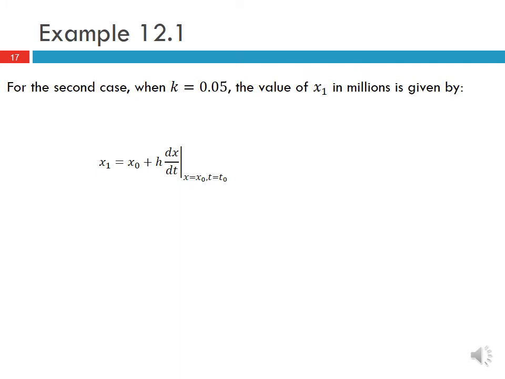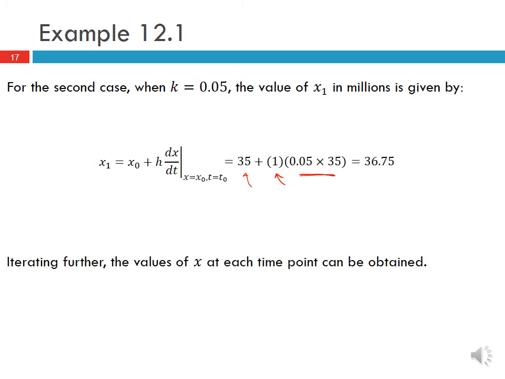For the second case, when k is equal to 0.05, we can follow the same procedure to evaluate the value of x1. So in this case, again, our initial condition was 35, our h is 1, and then evaluating dx by dt at x0 and t0, we have 0.05 times 35. So we find that x1 is equal to 36.75.